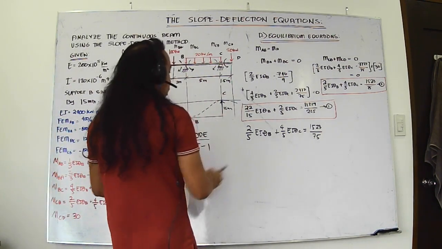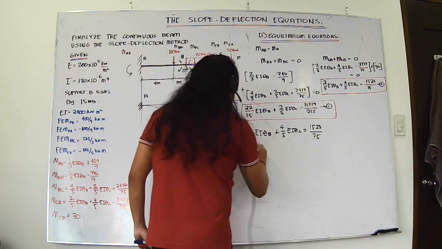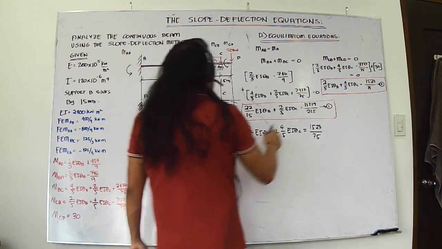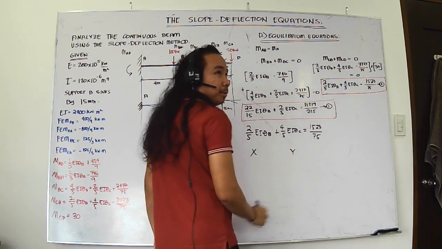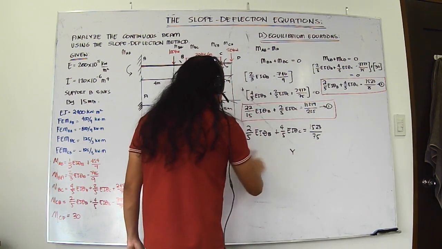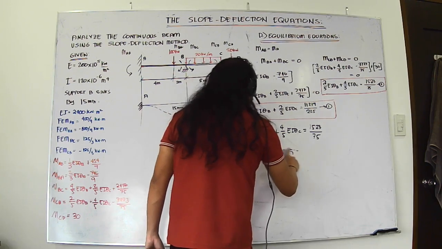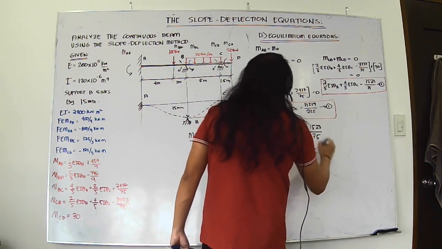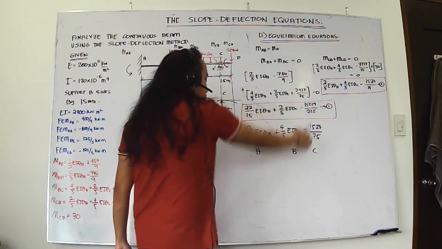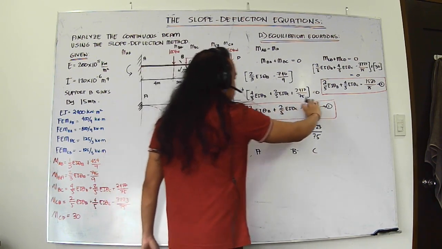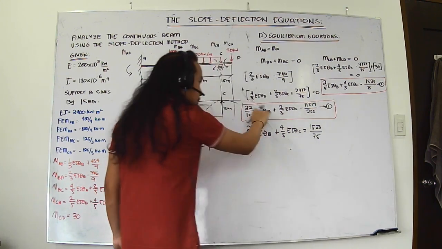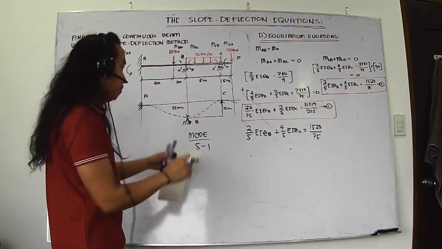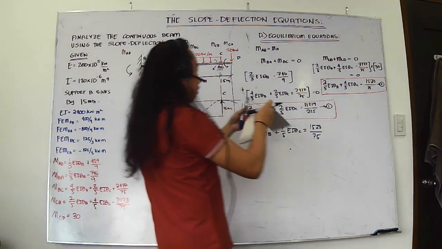Mode 5.1, the first line should be X. Okay? This line should be Y. Or is it A, B, C? I'm not sure. Or first column, second column, and third column. Okay? First column, second column, third column. Just go with the coefficients.